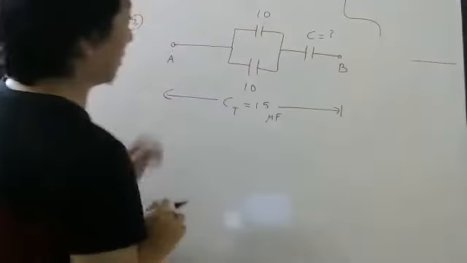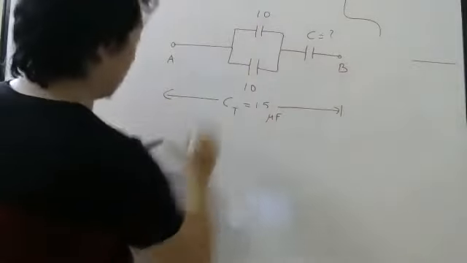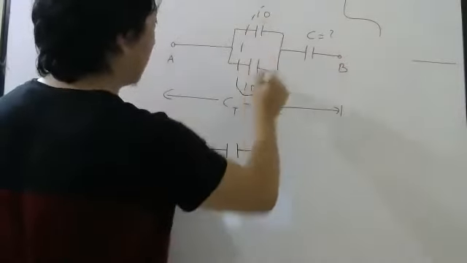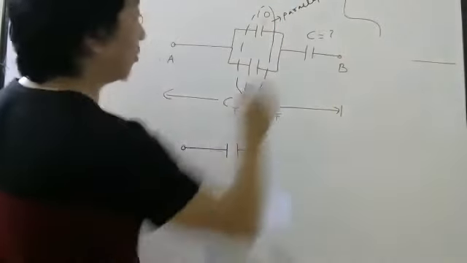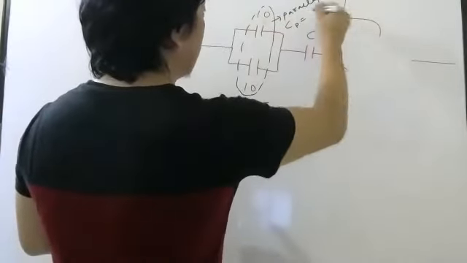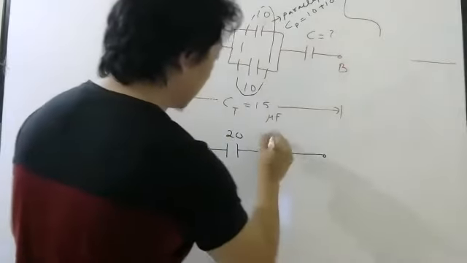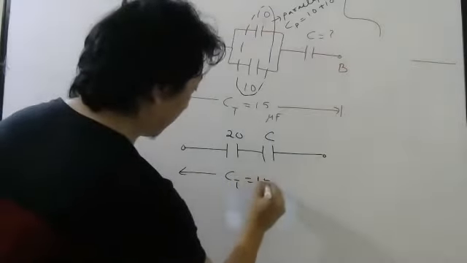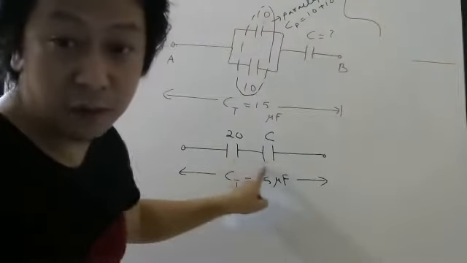Total is 15 this time. Now look here. These two are in parallel. So total of these two will be how much? 20 microfarad. Because parallel means you have to add. These two are in parallel. So in parallel, how do you find total capacitance? C1 plus C2, 10 plus 10. That will be 20. So this will be 20. This will be C. This we don't know. And here, this total they have told is 15. Now look carefully. These two are in what?